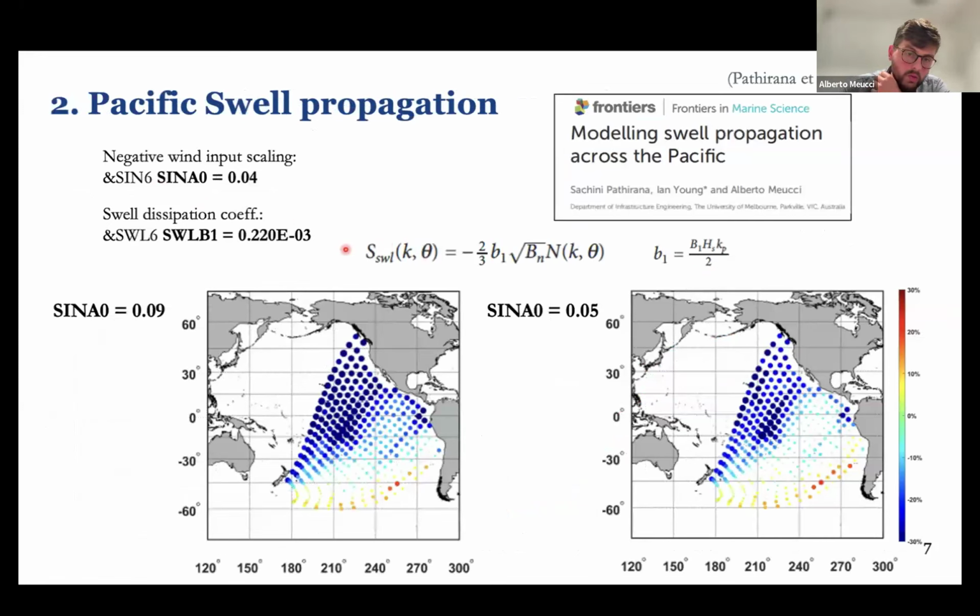On top of that, the second work that was the background for the overall evaluation of the wave hindcast for the Australian Climate Service and also the calibration of it was this Pacific swell propagation work that we've done with a student here at the University of Melbourne, where we tested a few calibrations of the swell source term components, swell dissipation source term components in ST6. How did we do that?